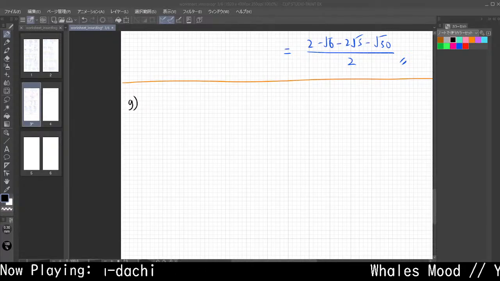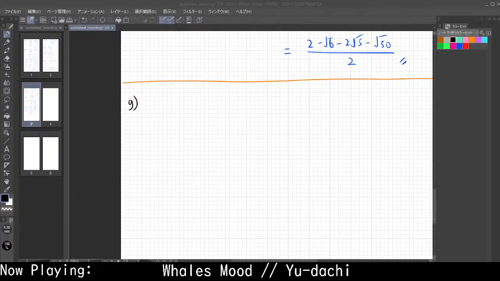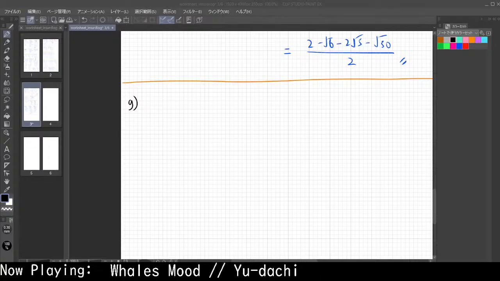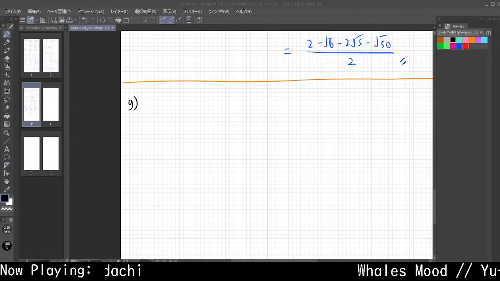So what you can do is just cross multiply, turn them into the same denominator, turn them into one fraction by making them the same denominator. So just multiply. You can just multiply like that.